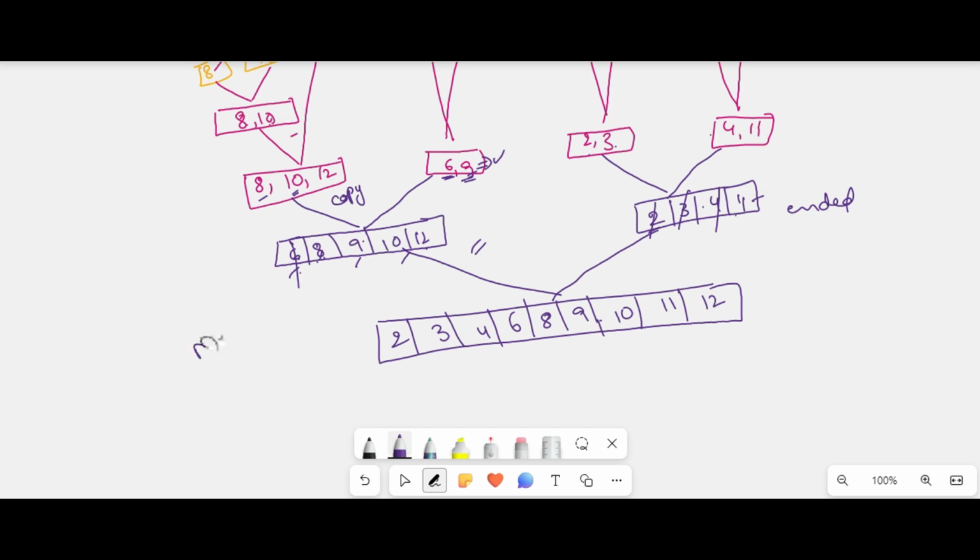This is sorting the elements using the merge sort technique. Merging is nothing but not only placing but also putting in sorted order. So this is the merge sort technique.